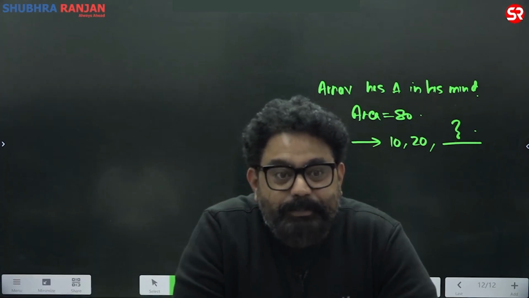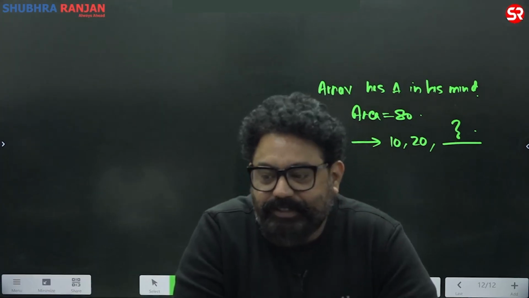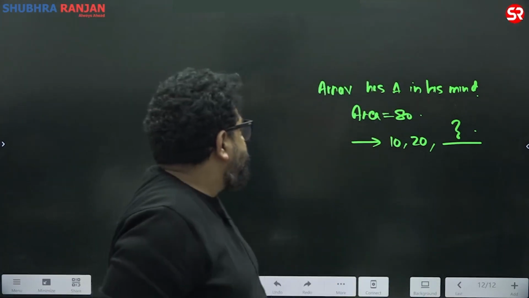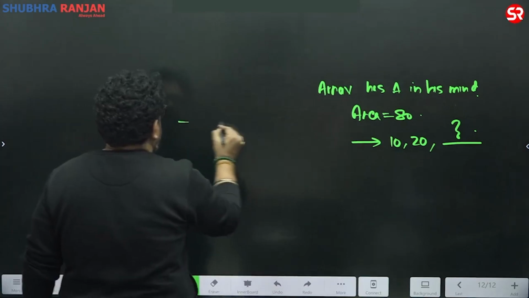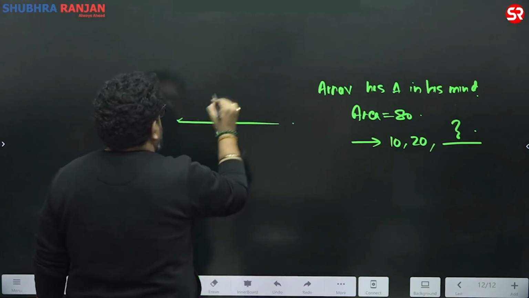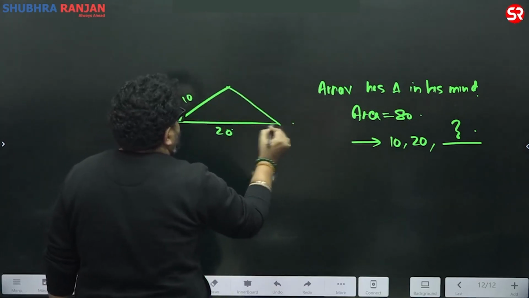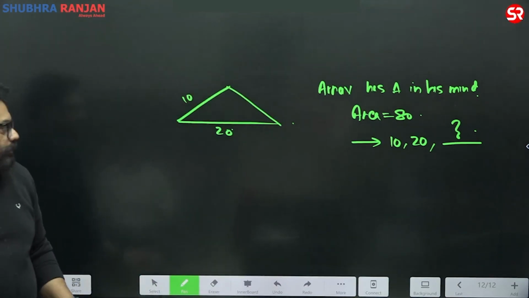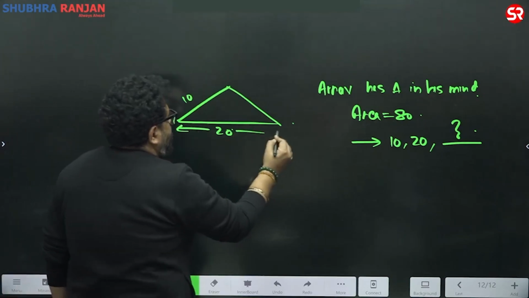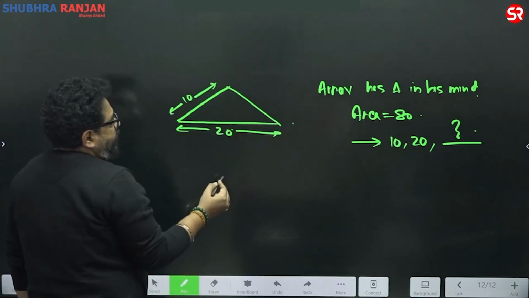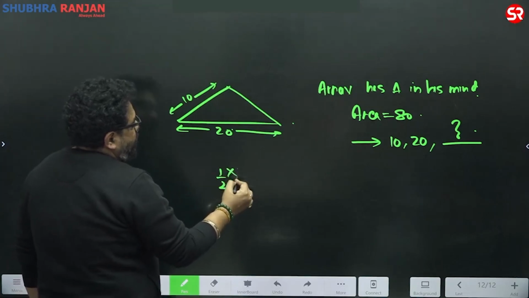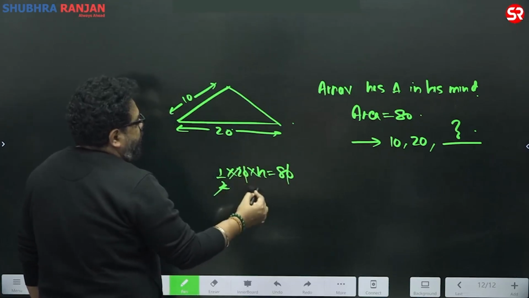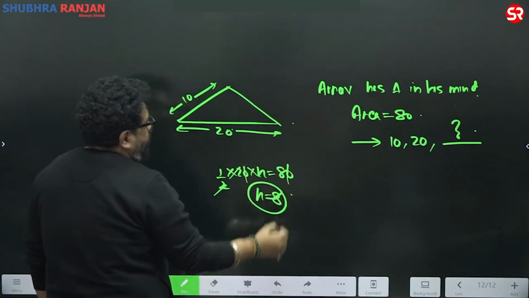They require you to make a triangle. Make a triangle. You are making a big mistake if you don't make the figure. Once you make the figure, things would automatically come into shape. 10, 20, the third side. So 20, 10. What is the area? Area is half base 20 into height h is equal to 80. Cancel, cancel. Height is equal to 8.